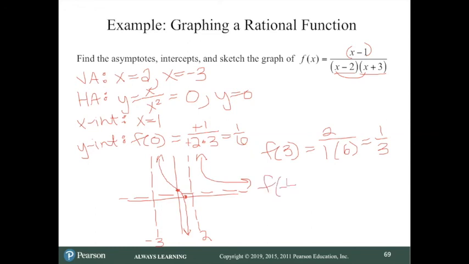-4. -4 minus 1 is -5. Negative 4 minus 2 is negative 6. Negative 4 plus 3 is negative 1. So that is 5/6, again, positive. So it goes above our horizontal axis. Oh, no. 6 and 1 makes that positive, so this is negative. So that goes below the horizontal asymptote.